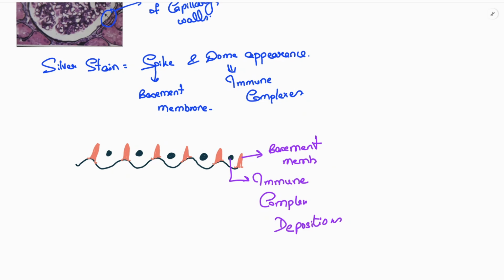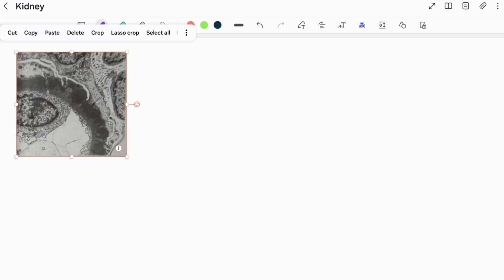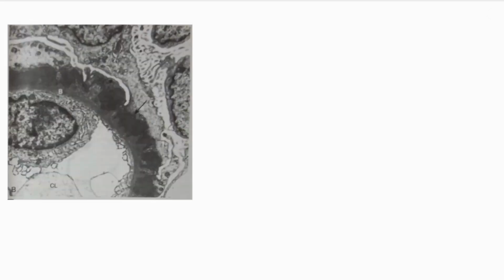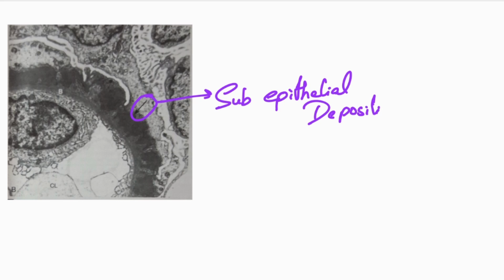Then now let's move into the electron microscopy. So this is the image that you can observe in the electron microscopy. Here there will be electron dense depositions along the epithelial side of the basement membrane. So here you can observe, these are the arrows which show subepithelial depositions. So these are the findings you observe in the electron microscopy.